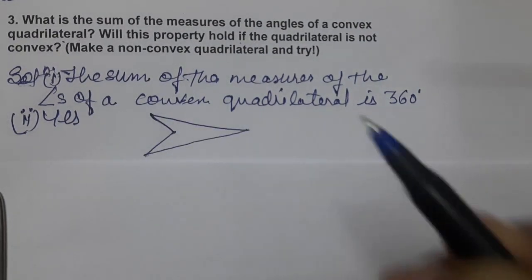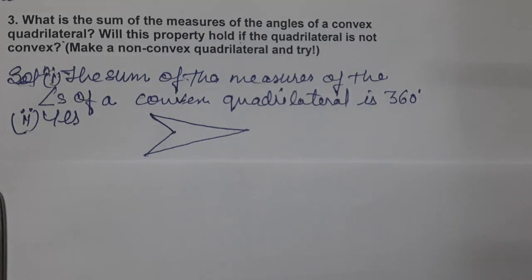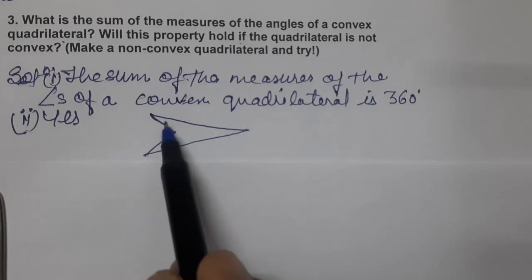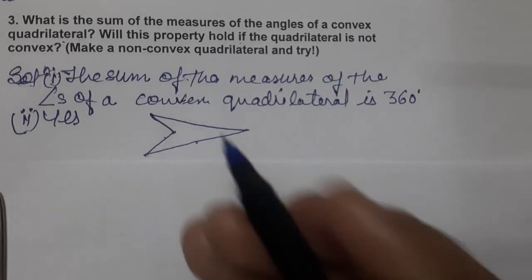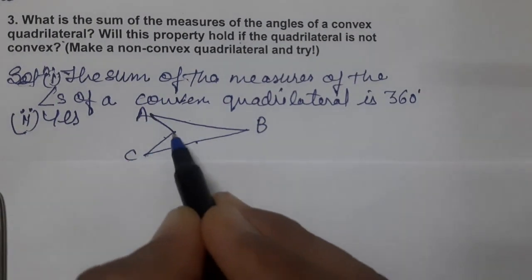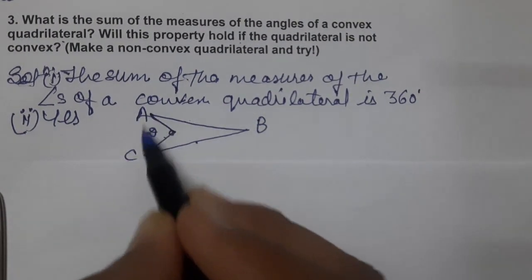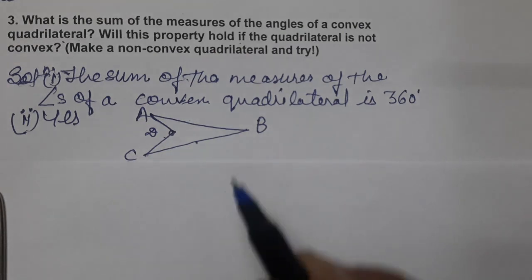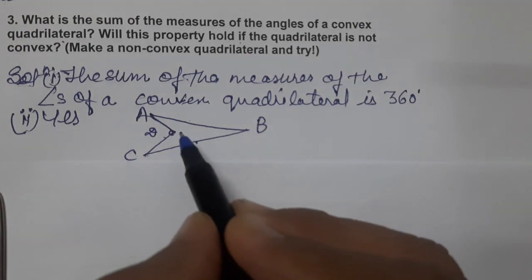So see, I have made one non-convex quadrilateral. What do you mean by quadrilateral? Having 4 sides. 1, 2, 3, 4. So there are 4 sides. Now let us give the name ABCD. This is a non-convex quadrilateral, meaning a concave quadrilateral. Now, you can try it also. You try yourself. I am just explaining. We need to prove that the sum is 360 degrees.